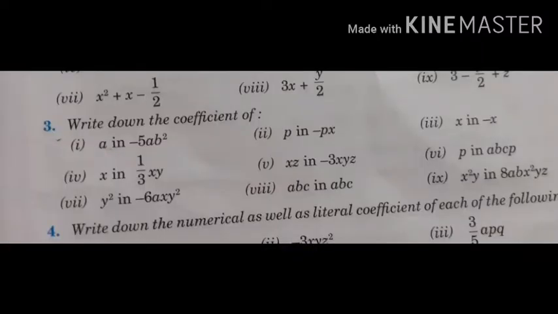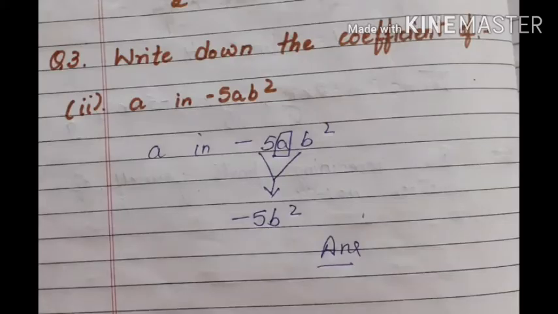Now coefficient. Coefficient means any factor or a group of factors in an algebraic expression or a term, and it is called the coefficient of the remaining factor. As given in your book, question number 3, first part, we have to find the coefficient of a in minus 5ab square. Just leave the a there and write down the rest separately. You will get minus 5b square. So minus 5b square is your coefficient of a.